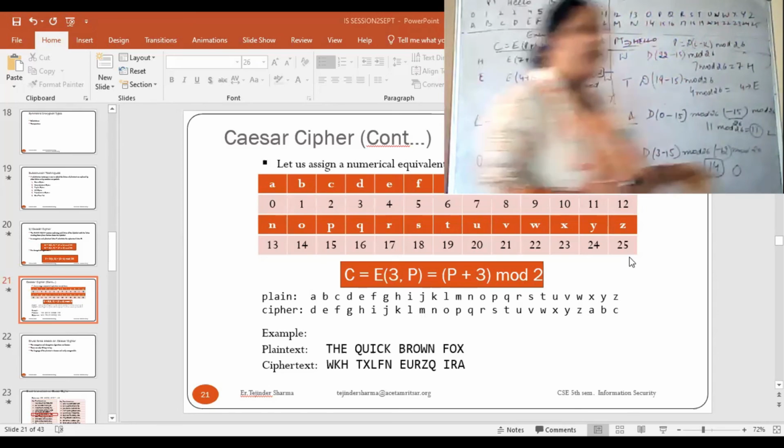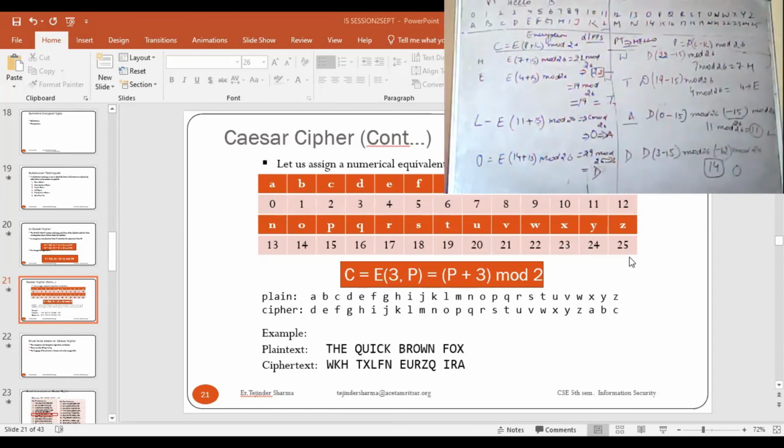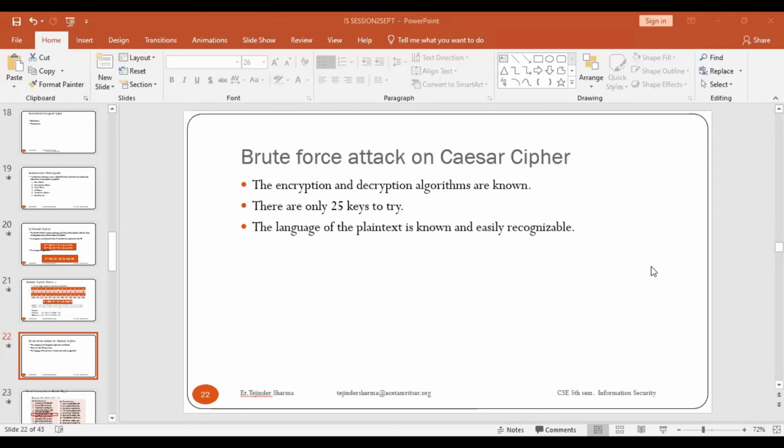Fine, this is how Caesar ciphers are being used. If any attack happens on the Caesar cipher, the encryption and decryption algorithms are already known because you have given the formula. Second, there are only 25 keys because you are limited to 26 alphabets. So it is very easy to guess the Caesar cipher because only a 25 key space is there, and it is very easy to make one program and to deploy.